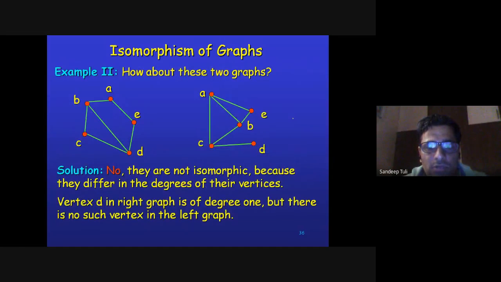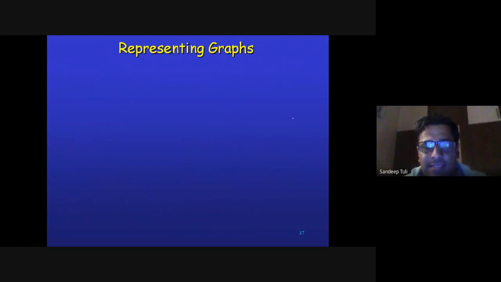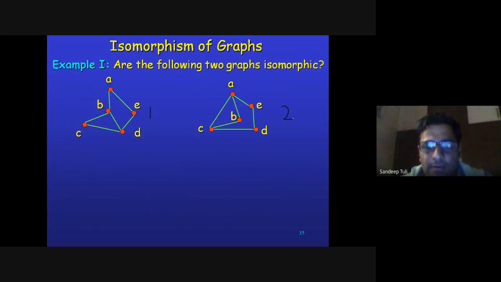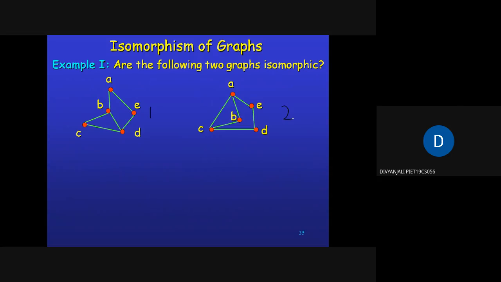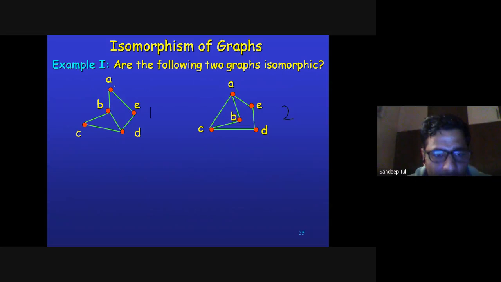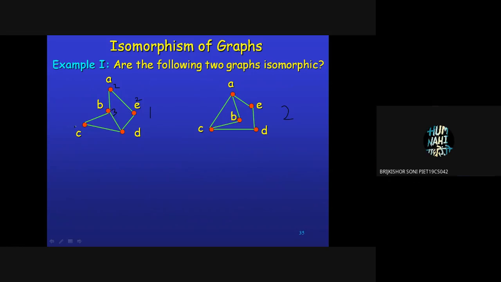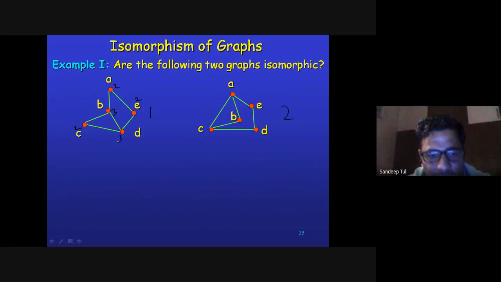ओके, सो एजेस यहां कंसीडर करिए. कौन कौन सी एजेस हैं यहां पर? A और B के बीच में A की डिग्री कितनी है? 2. Let me clear one more thing. यहां पहले डिग्री निकाल लेते हैं. A की डिग्री यहां पर 2 है, E की डिग्री 2 है, B की डिग्री 3 है, C की डिग्री 2 है और D की डिग्री 3 है.